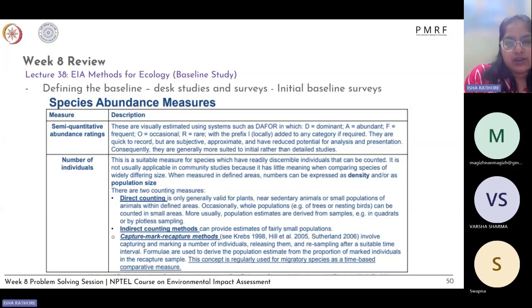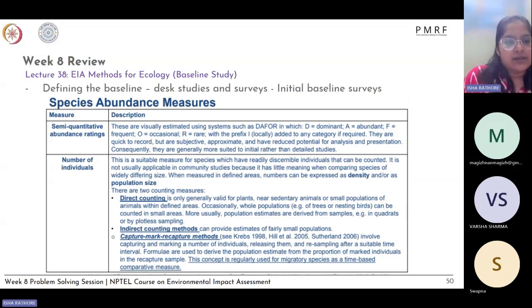So based on different species which are found on site, you can give them a rating, like this is most abundant on site, this is rarely sighted, this is occasionally seen, this is most frequently visiting, and things like that. So you give that abundance rating to each of these species. So this is like an initial assessment rather than detailed studies.